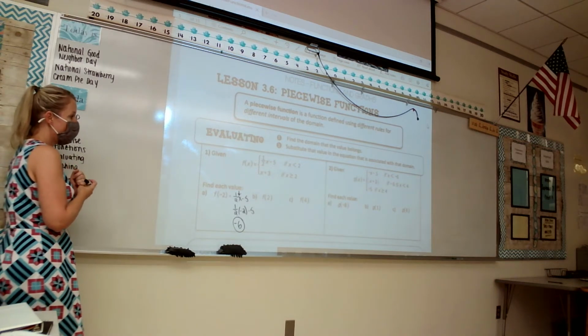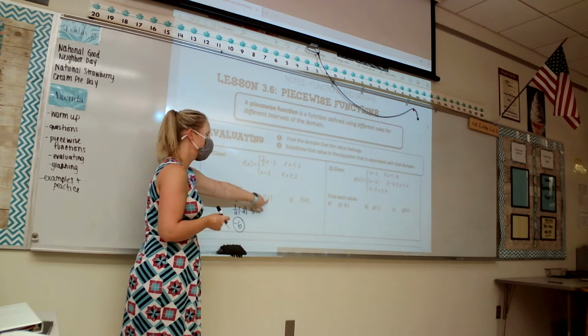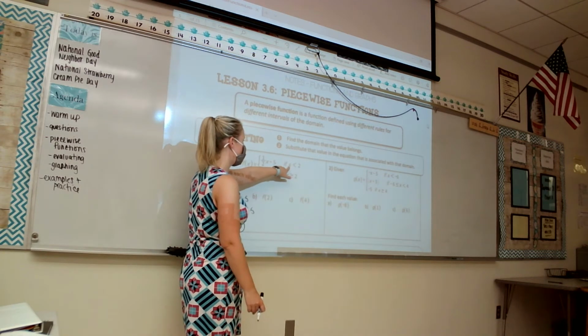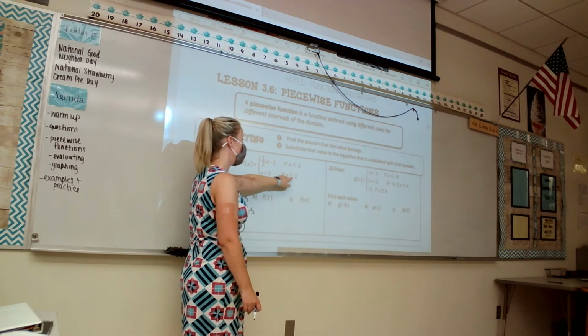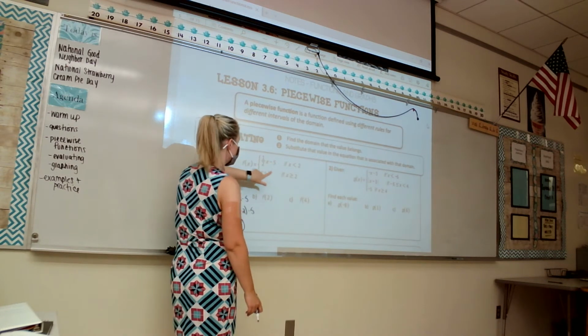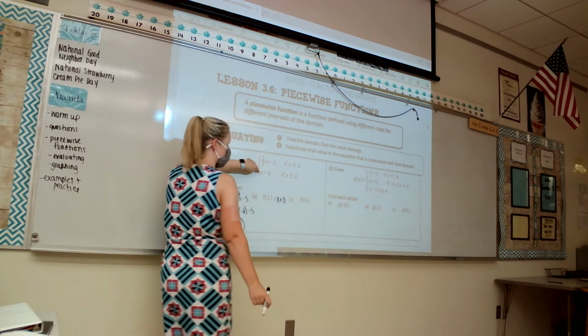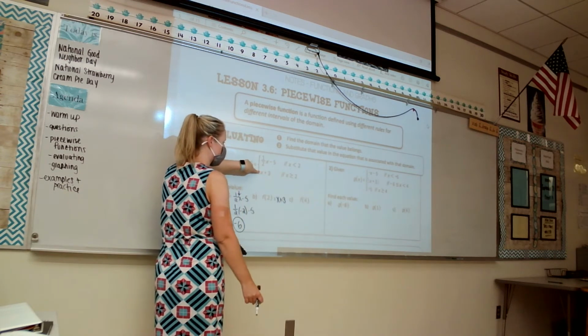For B, when I say f of 2, in the f function we have 2 parts. I want to know where 2 would go, so you just have to pay attention to the symbols. This says if x is less than 2, and this says x is greater than or equal to 2. Since it has the or equal, this is the one I'm going to choose. Be careful, because if you rush through that and don't look, you might choose the other one. So you need that or equal symbol.